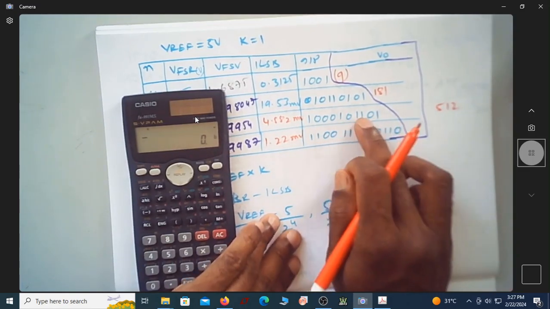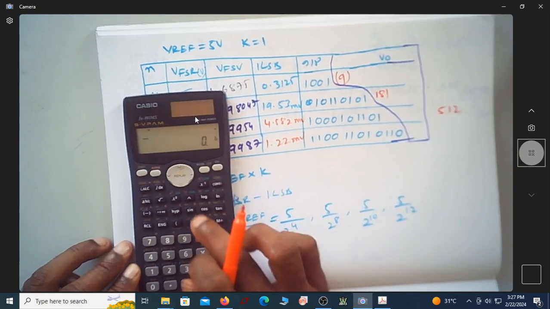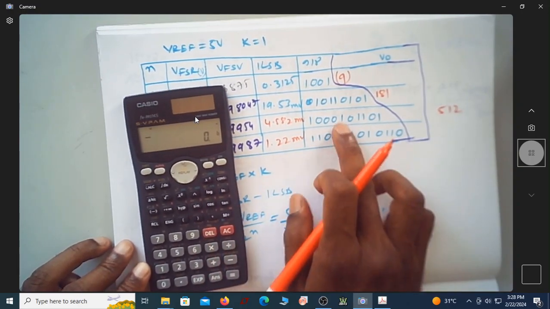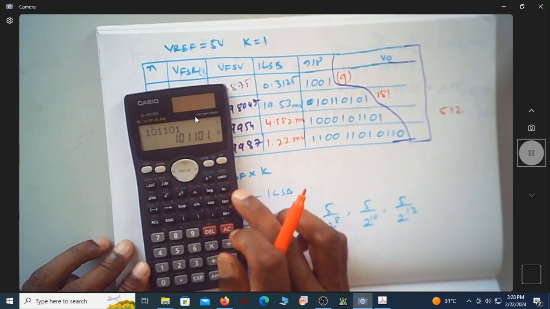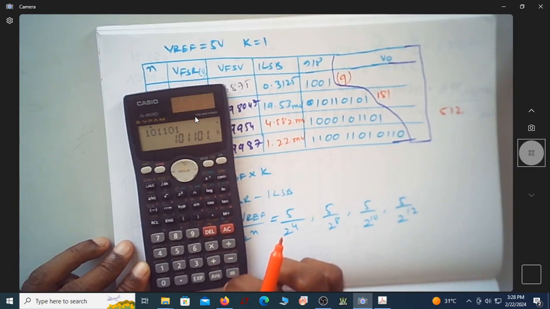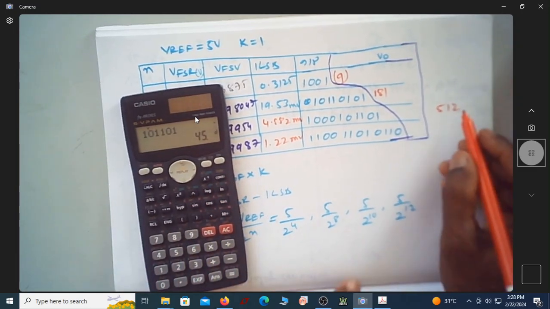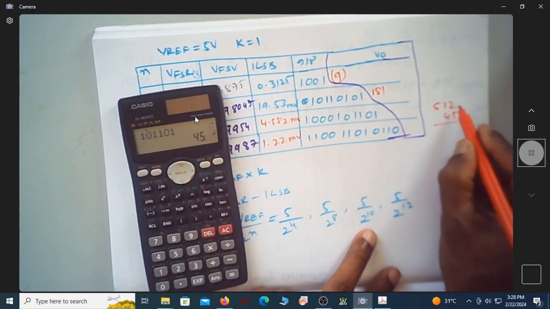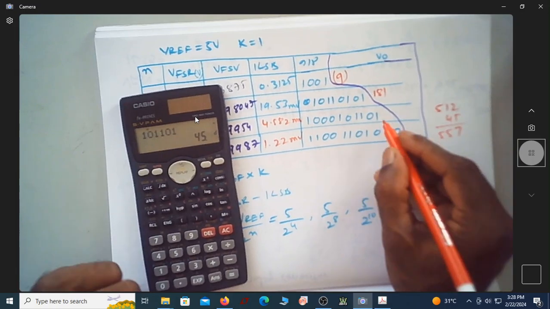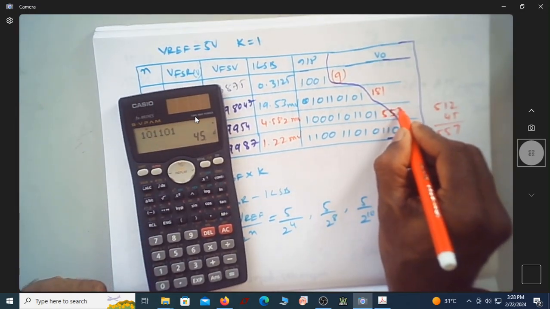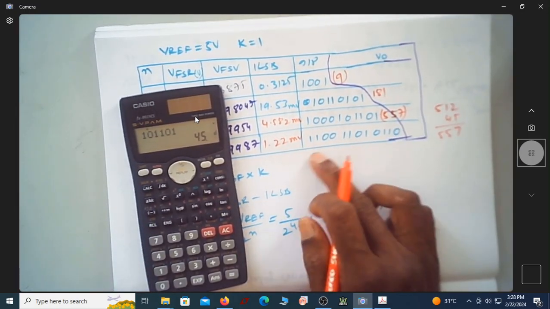The decimal equivalent of this is 512 plus this number. So how much is this number? 101101, sorry, this is binary. Let me find its decimal, it is 45. So how much is this? 512 plus 45, it is 557. So 557 is the number.